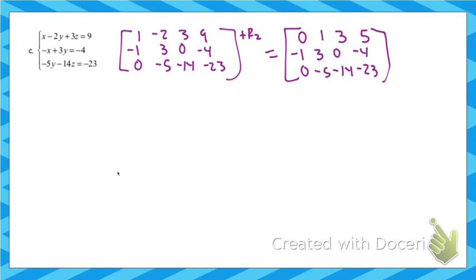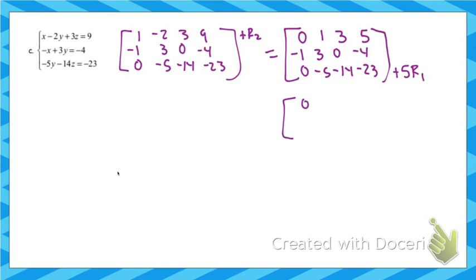So it doesn't matter which one you do, but what I would recommend is if you can avoid fractions, avoid fractions. So if I take the first row, in order to get 0 in this first row, I would have to do a multiple of 1/5 of that third row, and that's going to get me some ugly fractions. So instead, I'm going to take the bottom row, and I'm going to add 5 times row 1.